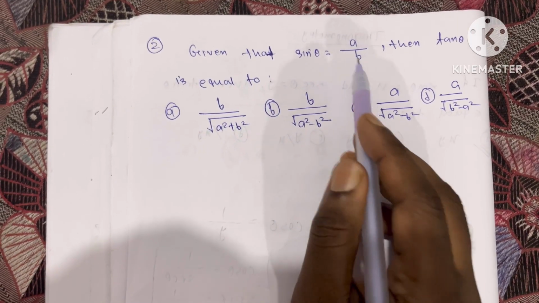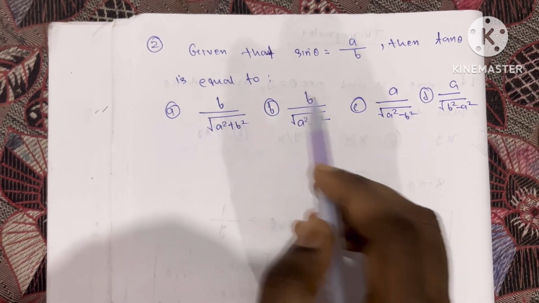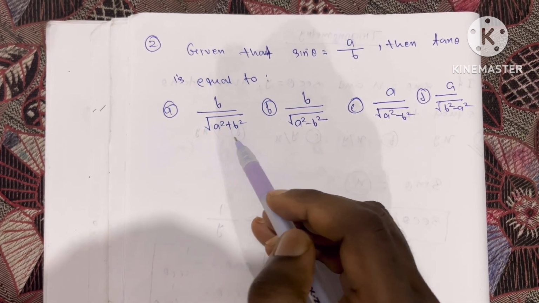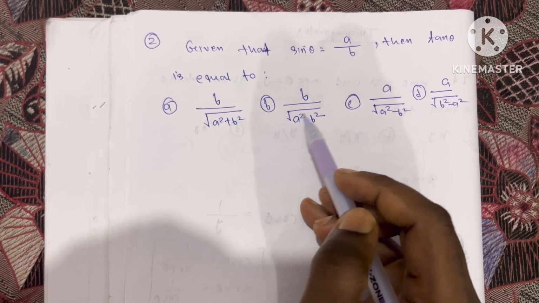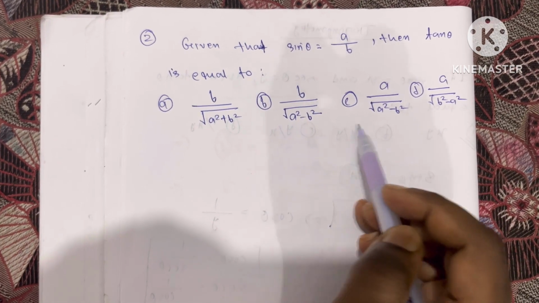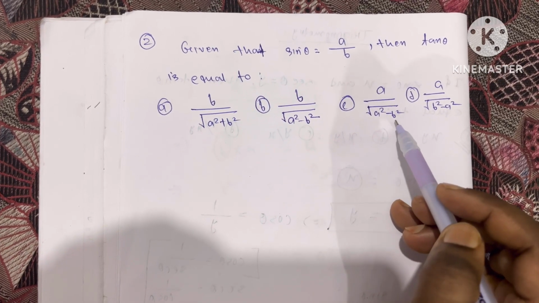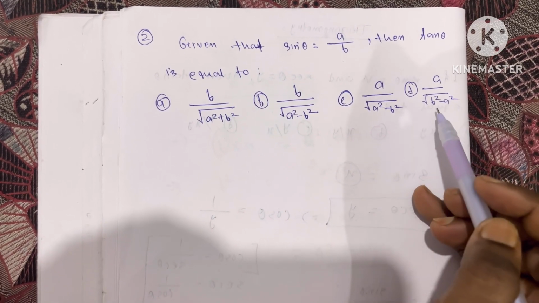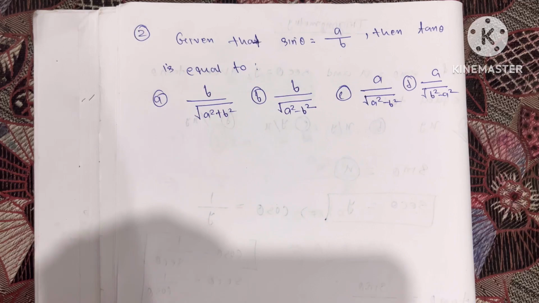So question number 2. Given that sin theta is equal to a by b, then tan theta is equal to: option a, b by root over a square plus b square; option b, b by root over a square minus b square; option c, a by root over a square minus b square; and option d, a by root over b square minus a square. So this is also very simple.